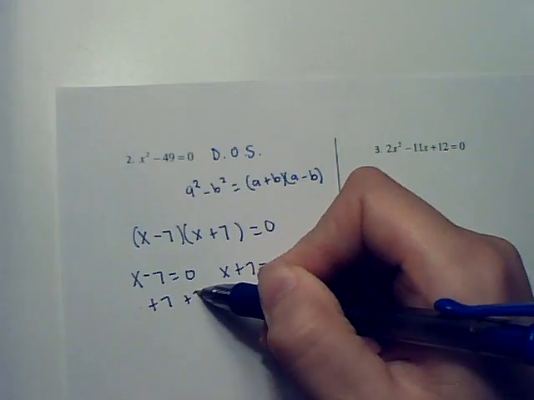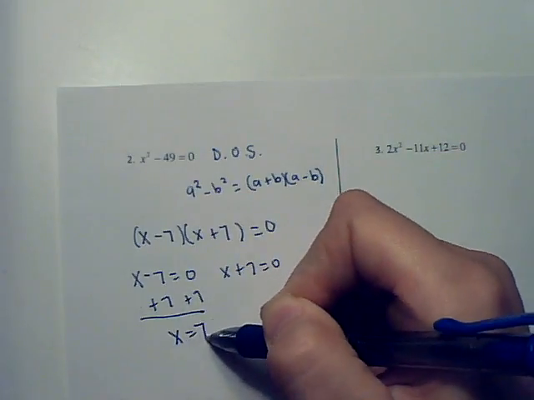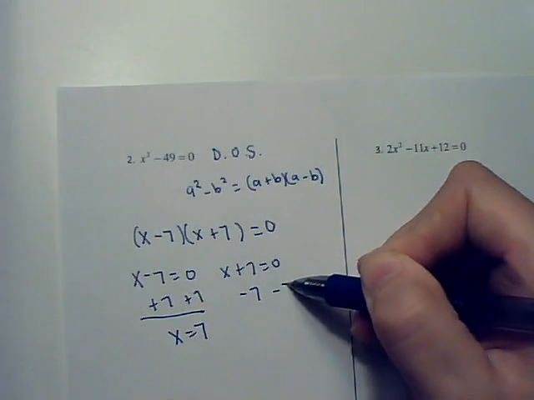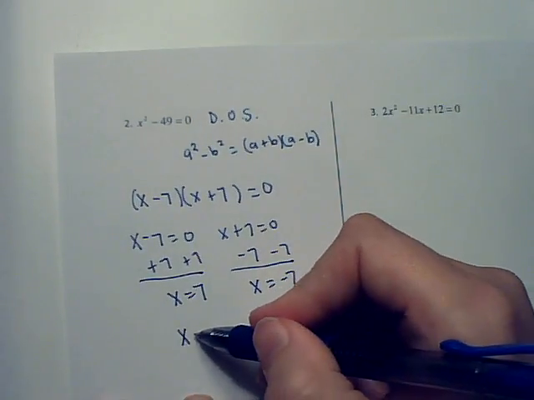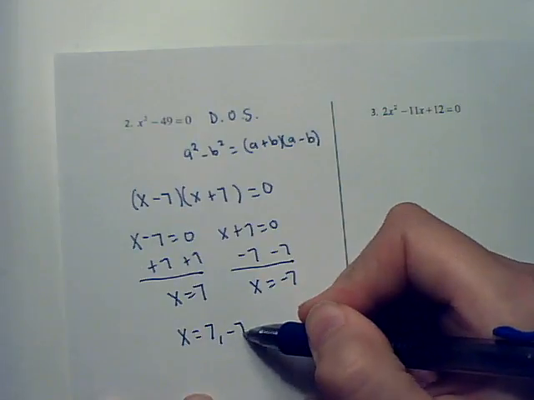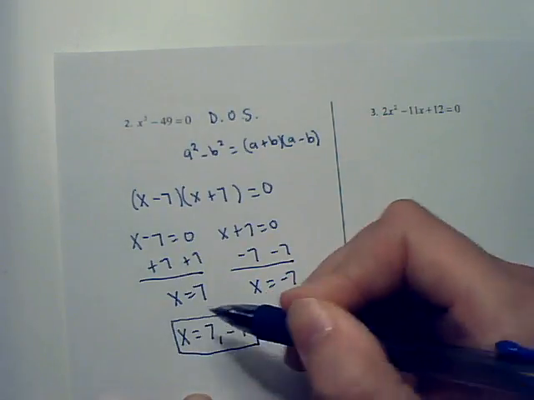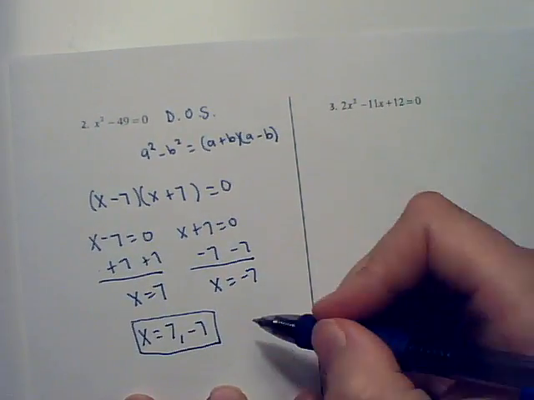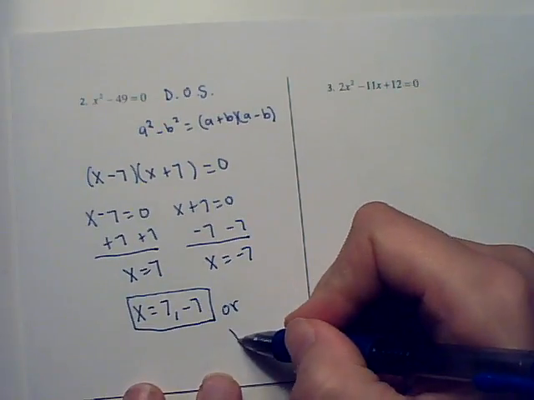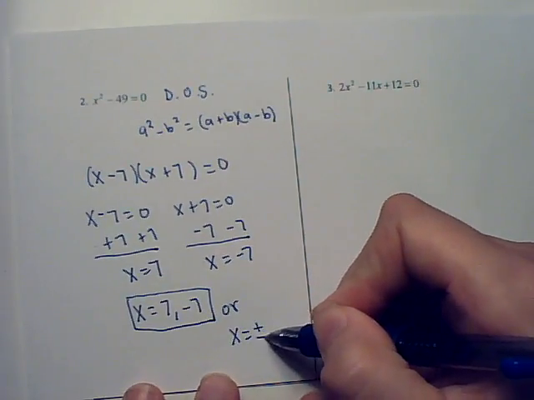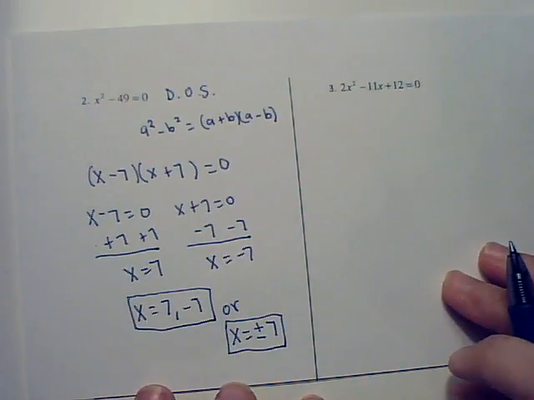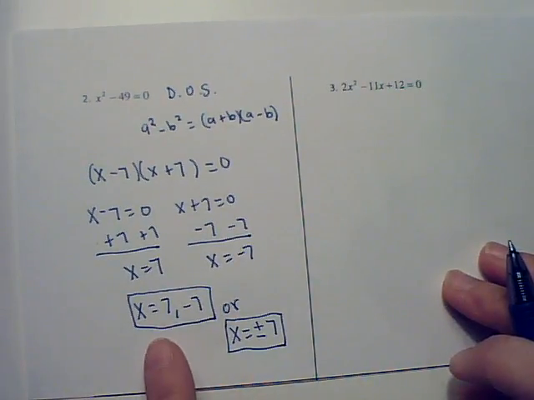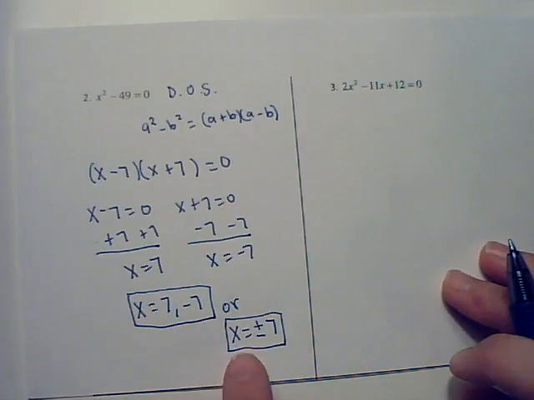We'll add 7 here to get positive 7, and subtract 7 on this side to get negative 7. And so you can list it out as positive, comma, and then negative. Or when you have the same value but just opposite signs, you have an option to also say x equals plus or minus 7. That's something we'll see a little bit more of here in the coming units, but you can list it out individually as positive and negative, or you can use that symbol for plus or minus. Okay?